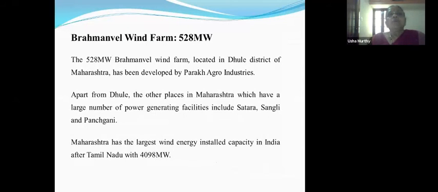And then Brahmavanal, this wind farm is located in Dhule district of Maharashtra. This actually is the largest wind installed capacity after Tamil Nadu's 4098 megawatts.